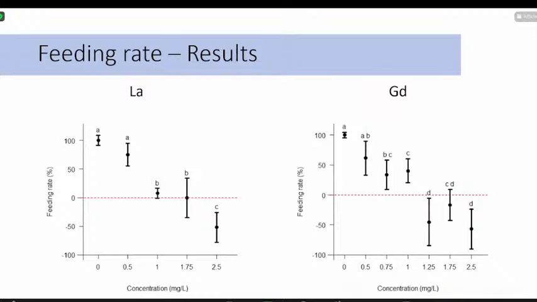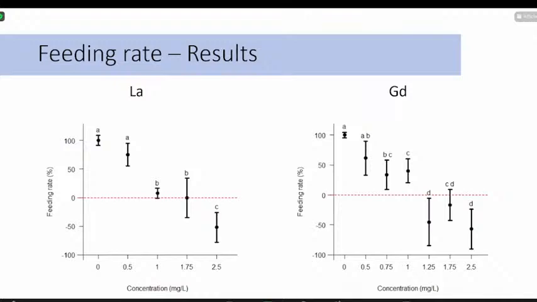So then these are the results represented as percentage of the feeding rate. As you can see, the feeding is also decreased with increasing concentration. And again, we can see that there is a significant decrease from the control, which occurs at 1 for lanthanum, and at 0.75 for gadolinium.